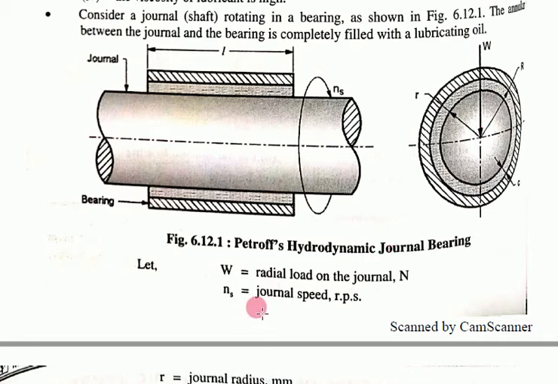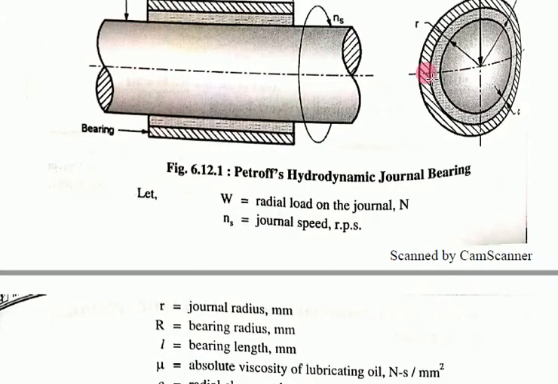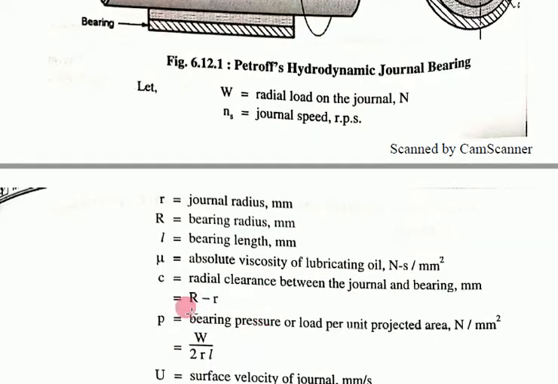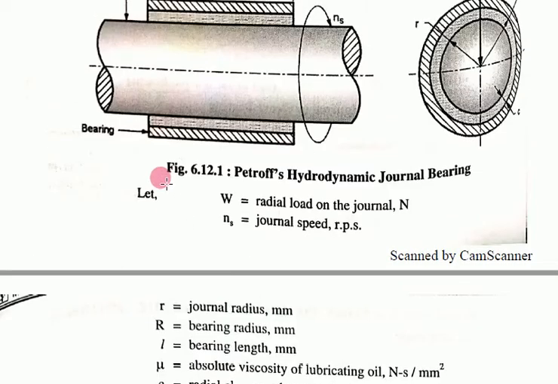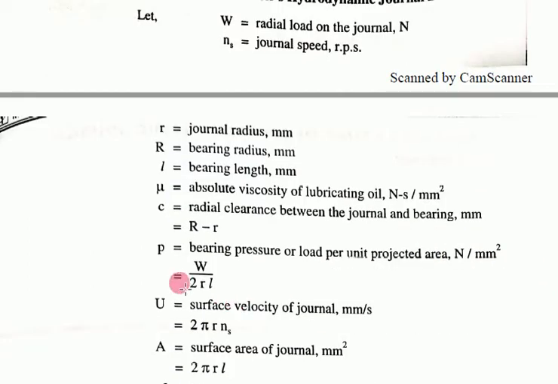Then Ns, that is the journal speed, revolution per second. Then r is the journal radius. Then capital R is the bearing radius. So here this is journal and this is bearing. Then L is the bearing length. Then mu is the absolute viscosity, Newton second per mm square. c is the radial clearance between journal and bearing.